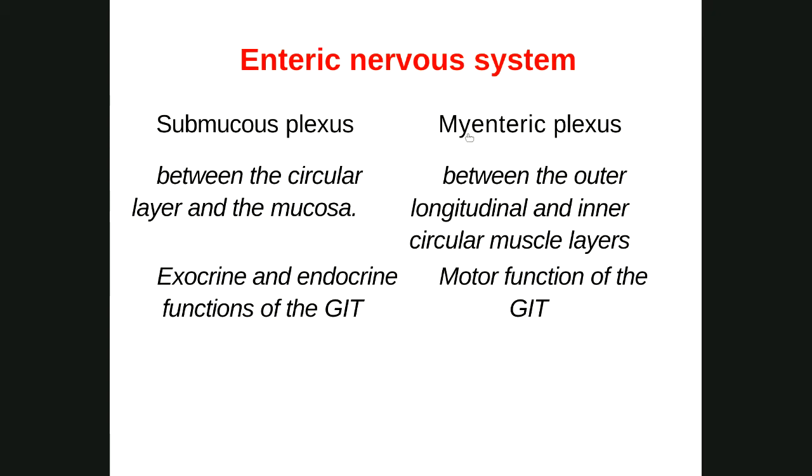the two muscle layers. While submucosal, between the submucosa and the circular smooth muscle layer, lies the submucosal plexus, which also has a name, Meissner's plexus. These nerve plexuses control the secretions, not the movement, the exocrine and endocrine secretions in the gastrointestinal tract. So it is important to know the names, the locations, and the functions of these two networks.